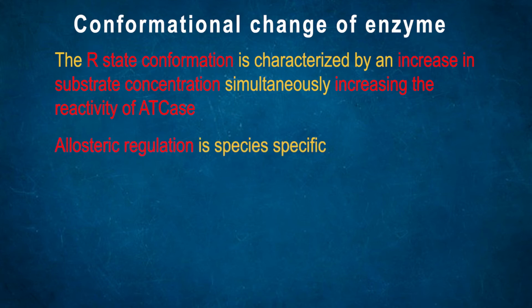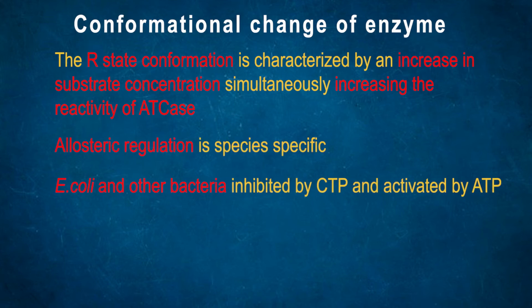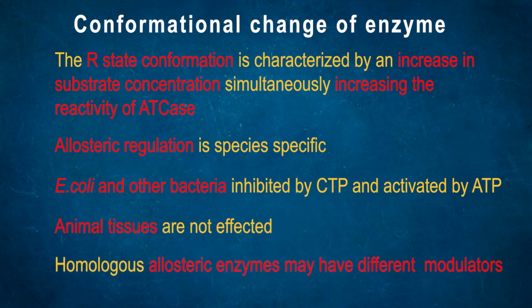Allosteric regulation is species specific. E. coli and other bacteria are inhibited or activated by CTP and ATP respectively, but animal tissues are not affected by these two. Homologous allosteric enzymes may have different modulators.